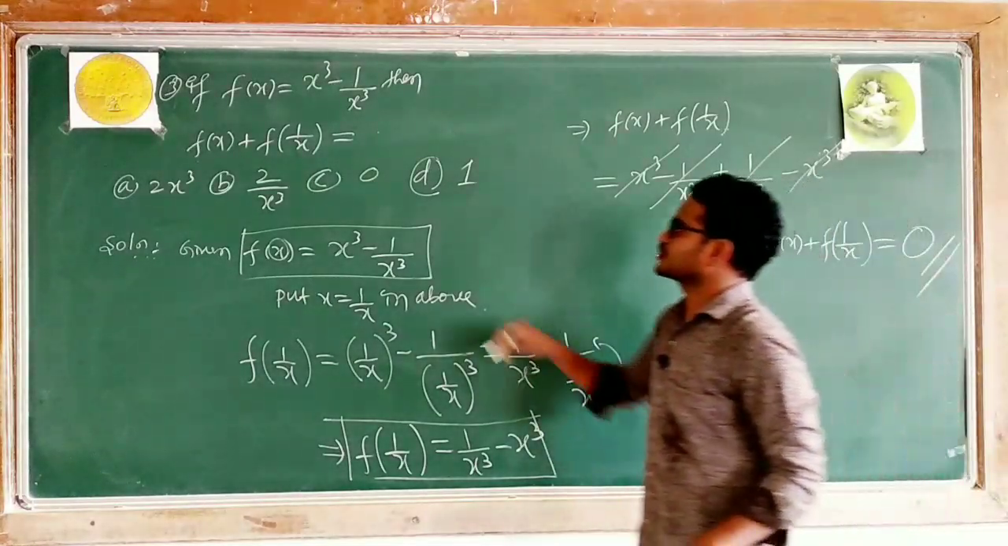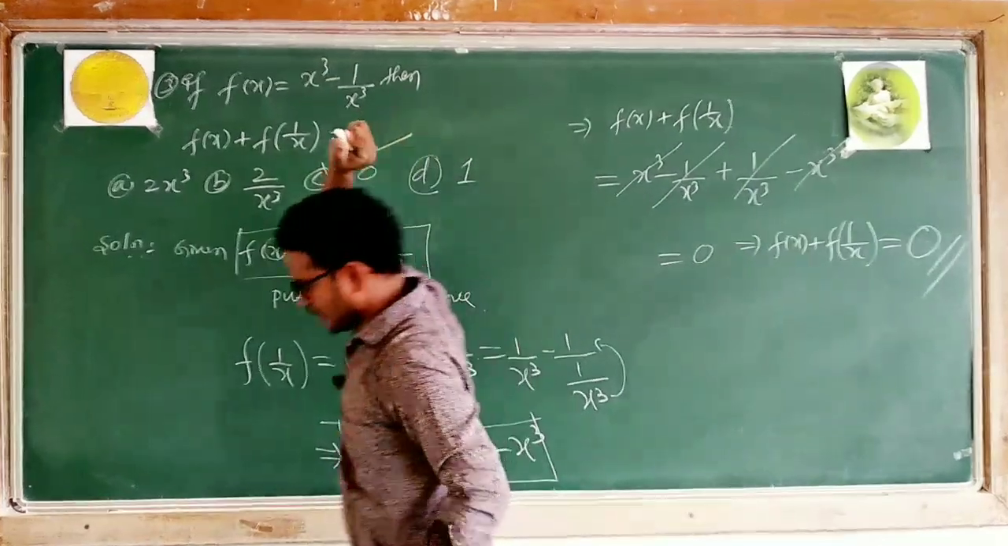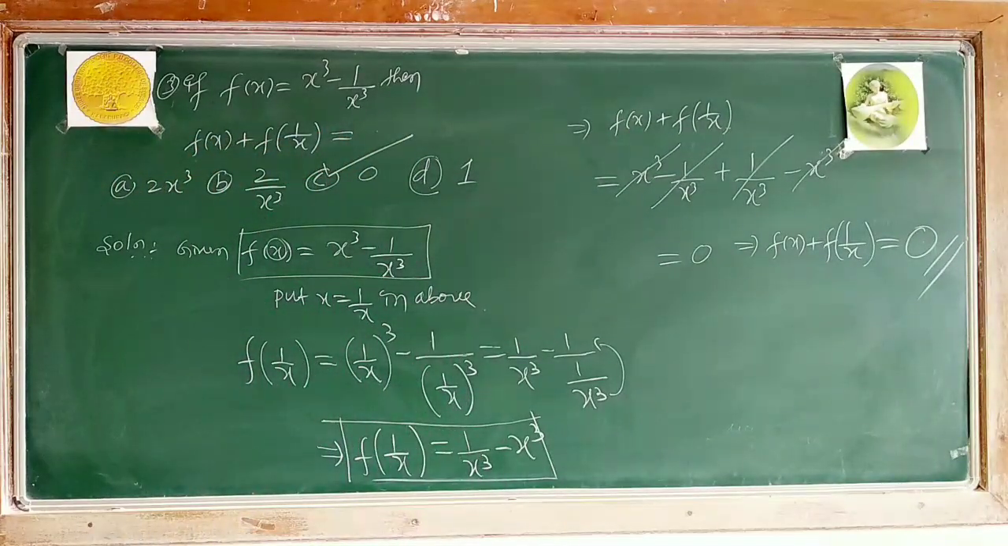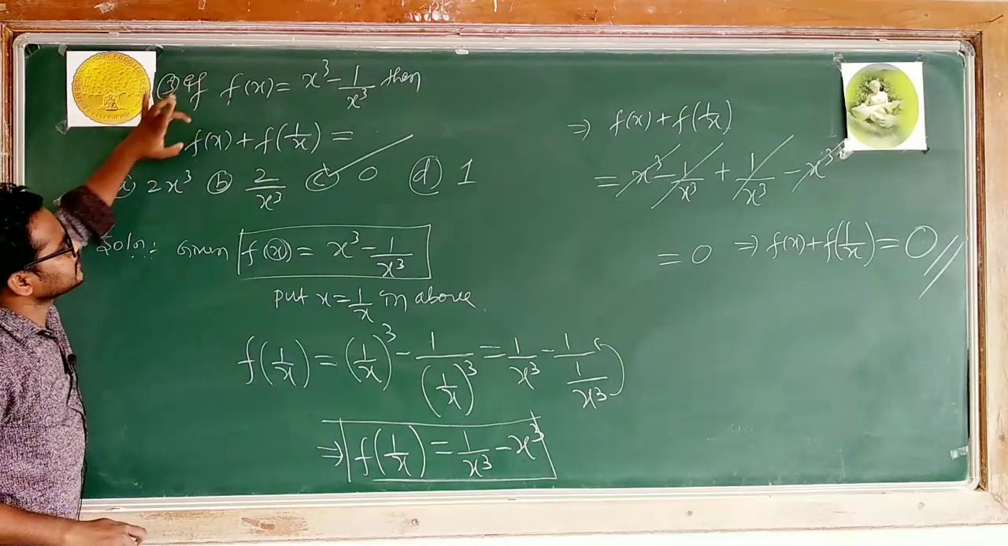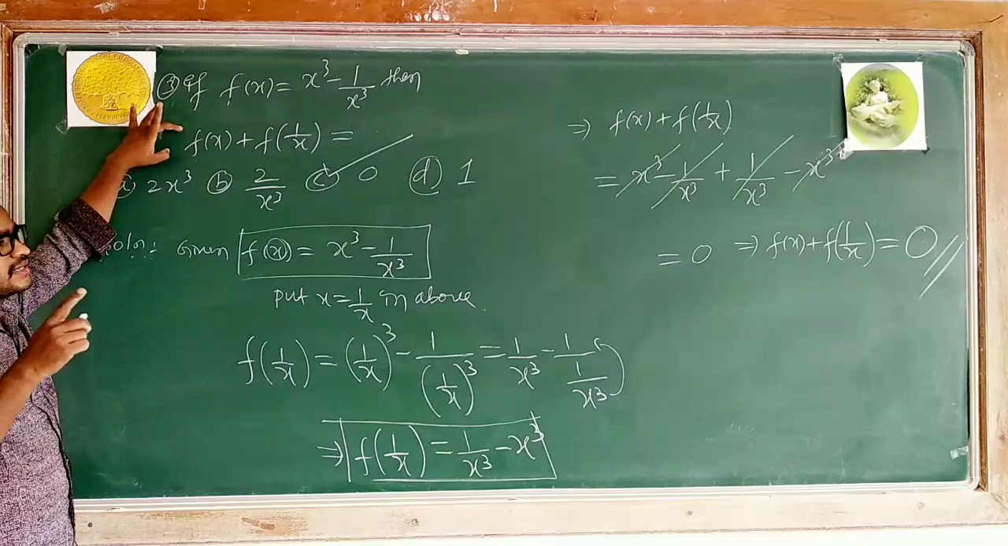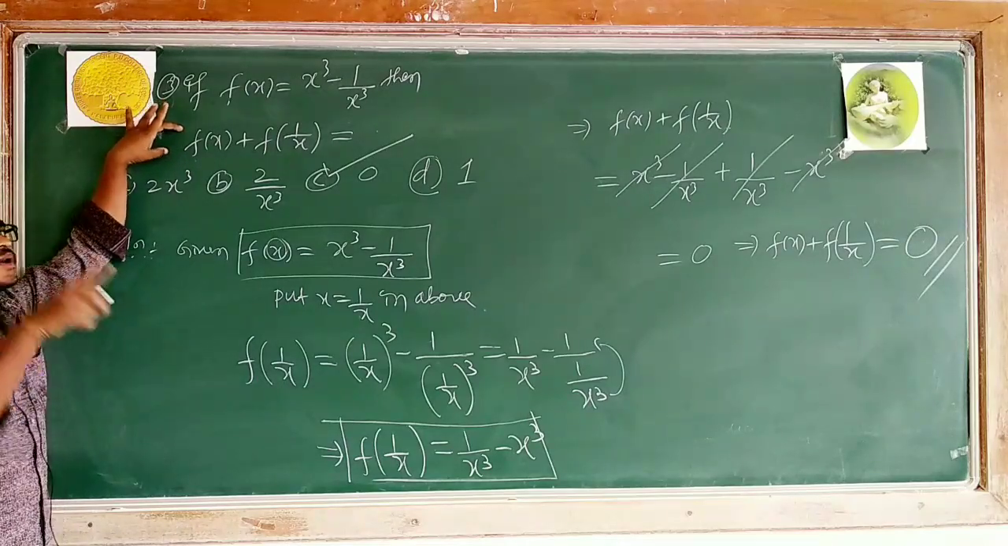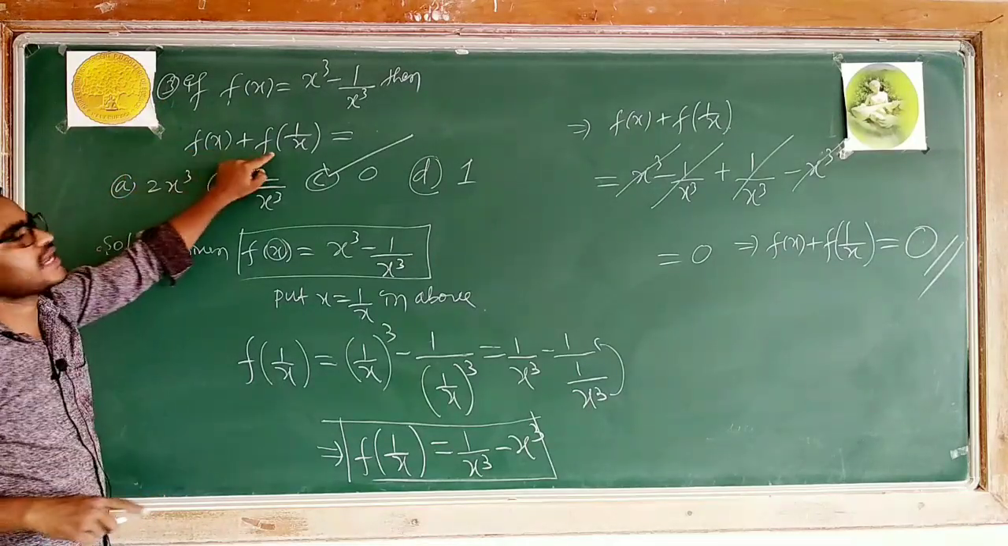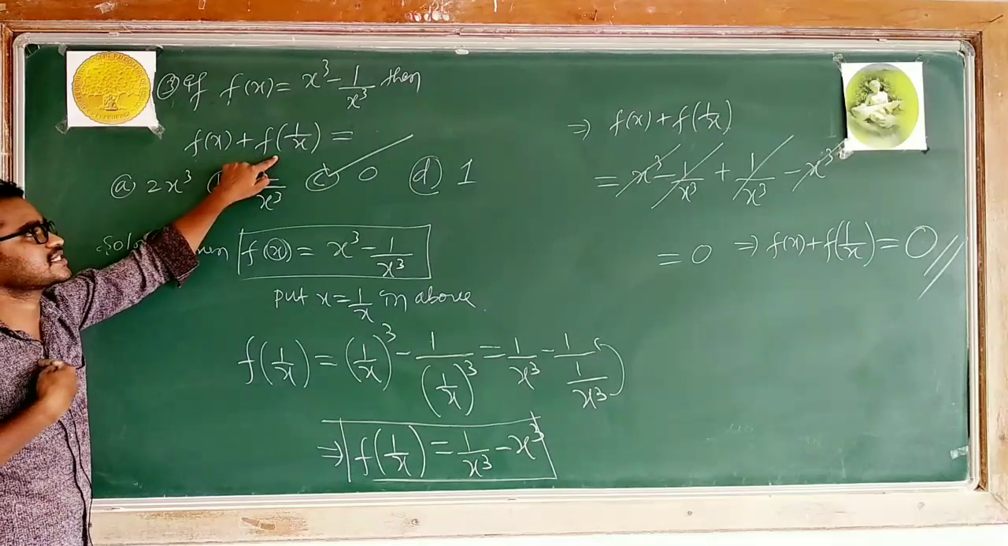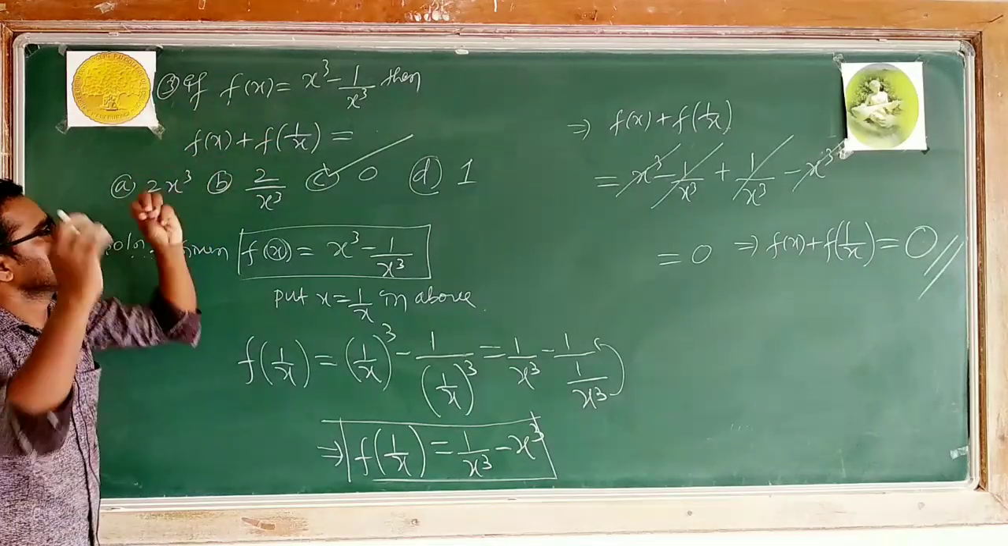Which one is the correct option? This third one. The remaining are wrong. So on the basis of this, the thing is, you look at what is given, what is being asked, and what you need to find out. f of x is given, and I need to find out f of 1 by x, so you have to replace the x value.